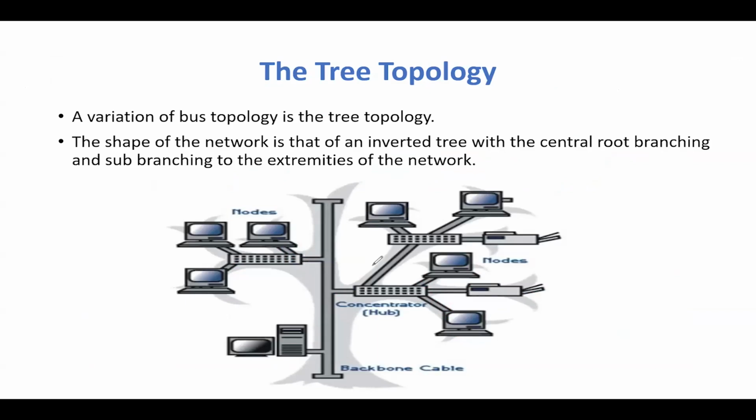So something like this we have already seen when it comes to the bus, isn't it? Where we had a communication line in between and then the systems connected. But it is a different variation to that. So a variation of bus topology is nothing but a tree topology. As you can see, it looks like a tree. The shape of the network is that of an inverted tree with the central root branching and sub-branching to the extremities of the network. So as you can see, in the bus, we directly had the nodes connected, but here we have another sub network which is connected to this main terminator. Okay, so that is your tree topology.